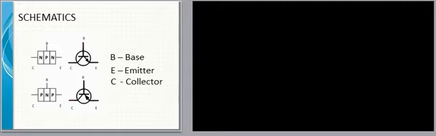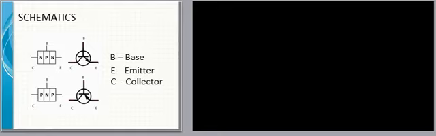Now, these are the schematics of transistors. These are the ways they are represented on circuit diagrams. You can see that we have two types of transistor: the NPN and the PNP. You can read further on this. You can see where the base, the collector, and the emitter have been specified.